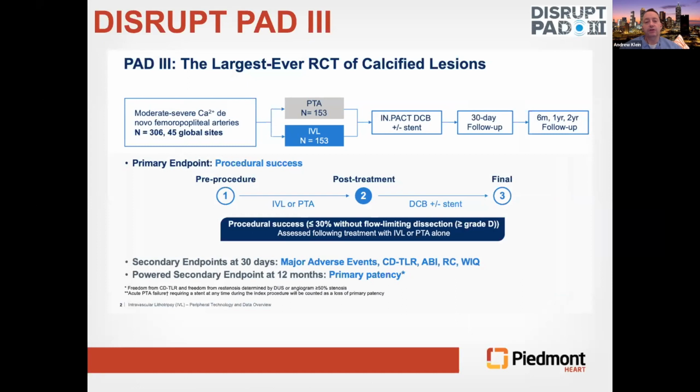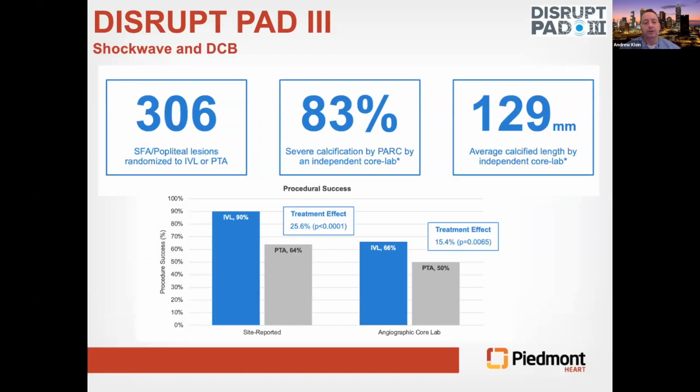So what about Shockwave? Do we have any data there? Well, there's the PAD series, DISRUPT PAD 3, and this largest RCT of calcified lesions that we know about. This is pre-procedure IVL or PTA, and then post-treatment with a DCB and/or stent, looking at the outcomes of procedural success, which is a pretty weak endpoint, but it is what it is. Secondary outcomes about MACE or CD-TLR. And what this showed in 306 lesions, 86% showing bilateral calcification. Indeed, just for treatment success, and all of us that use this, obviously will tell you that the IVL works really well for expansion. I think that's important.